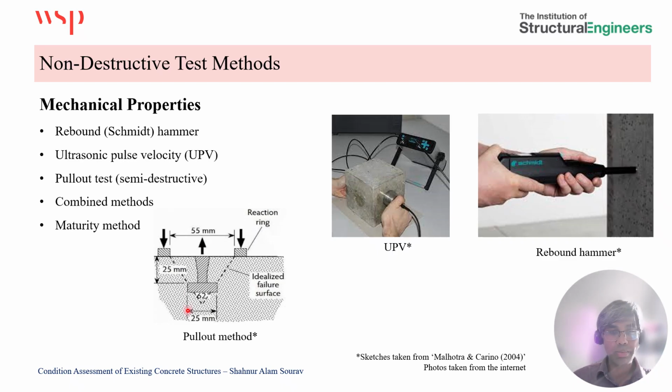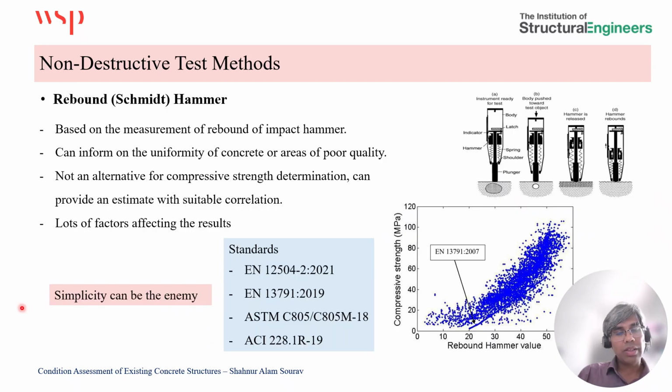Here is a typical example of ultrasonic pulse velocity, taking measurements on concrete cubes. And there's a picture showing the rebound hammer in action on a concrete column. The rebound hammer technique is based on the measurement of rebound of an impact hammer. It can be used to inform about the uniformity of concrete, or to identify if there is any poor quality concrete present in suspected areas.